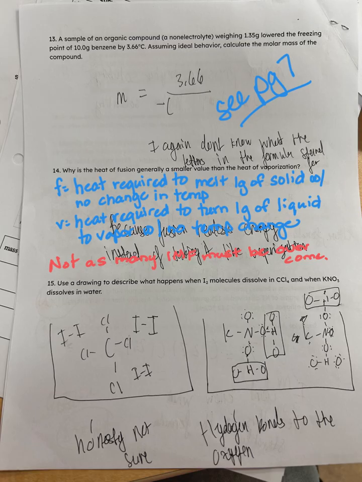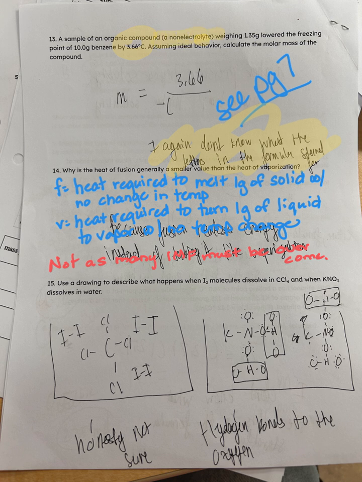Okay, boiling point elevation, freezing point depression. Okay, this page. This one is a work backward. Again, here's this make me mad statement. But anyways, a sample of an organic compound, so it's a non-electrolyte, weighing 1.35 grams, lowered the freezing point by 3.66 degrees. So that's my change in temperature. Non-electrolyte means my i is always 1.